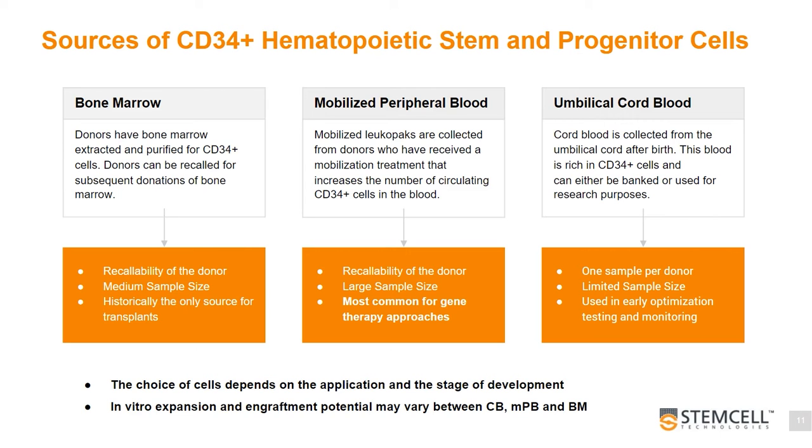But the application and the stage of development will strongly affect this. Currently, mobilized peripheral blood is the main source for autologous transplants and therefore is the most common source of CD34 cells for gene therapy research, whereas cord blood has seen some adaptation in early phase research and workflow optimization.